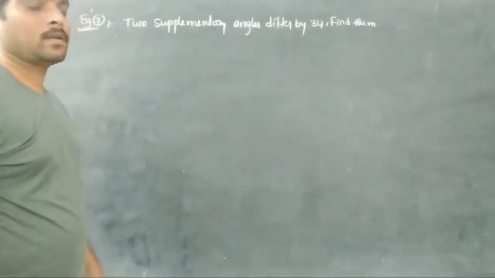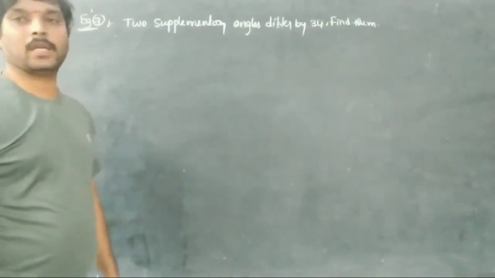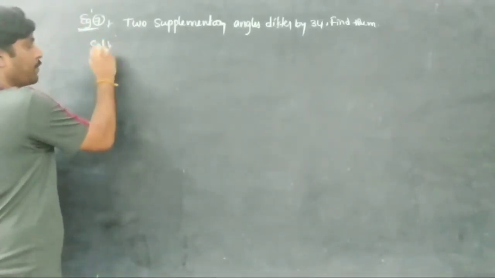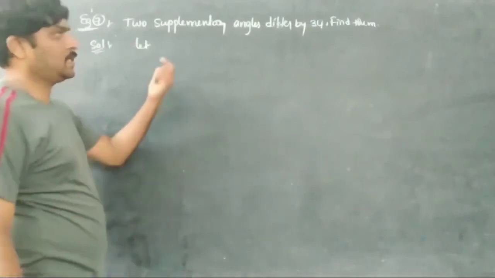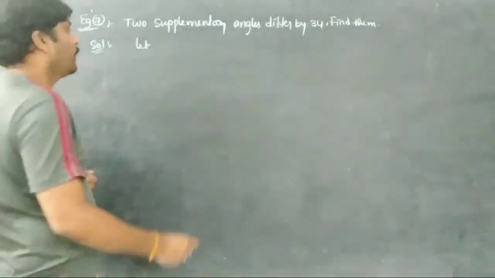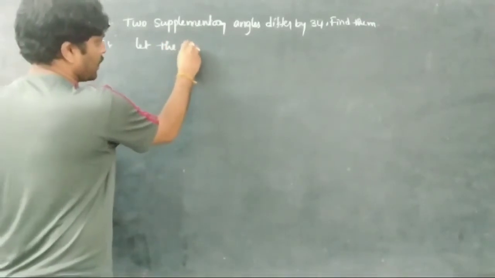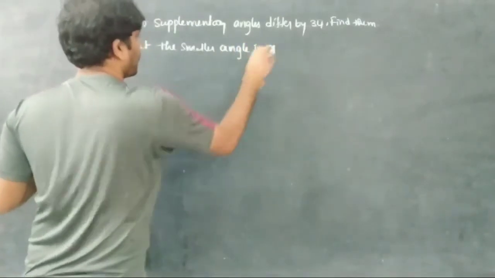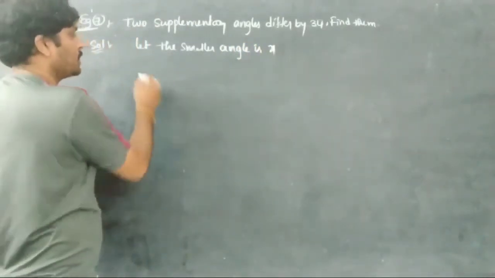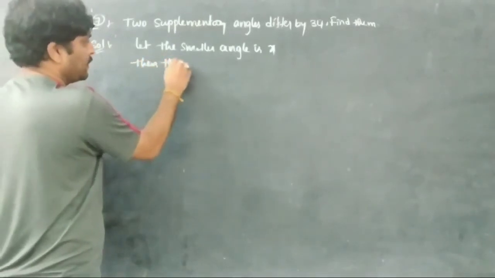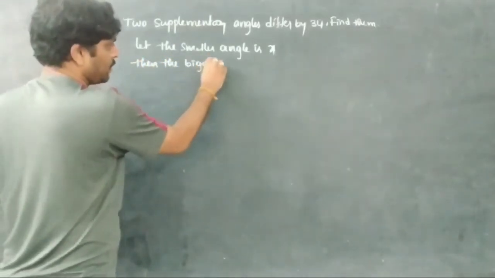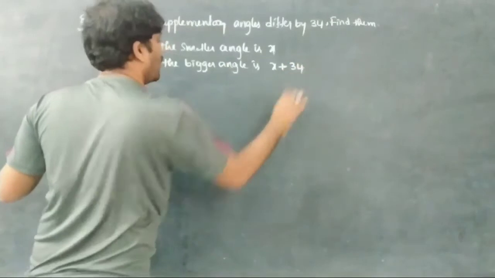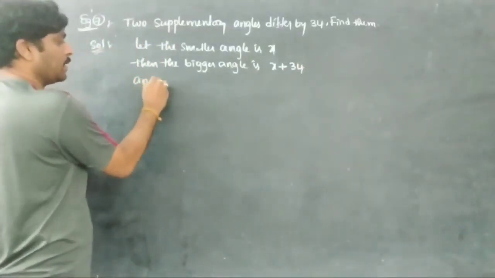Here example 7. Two supplementary angles differ by 34. Find the angles. Okay, now the solution is, here the difference of those two angles is 34. Therefore, let the smaller angle be x. And they differ by 34. So then the bigger angle is x plus 34, and they are supplementary.